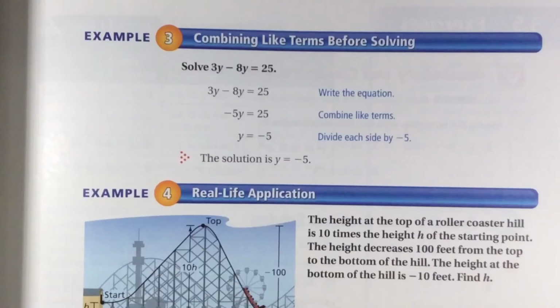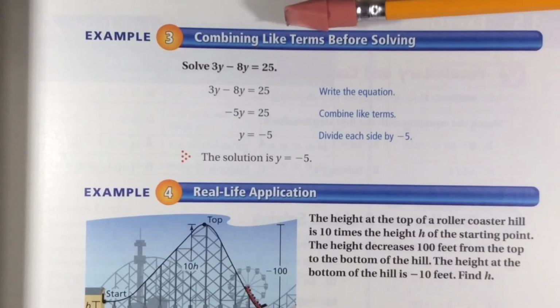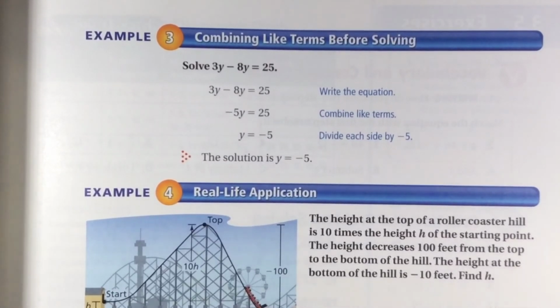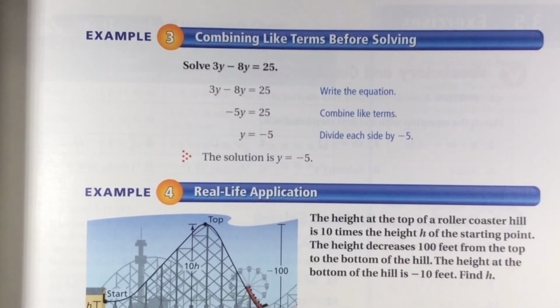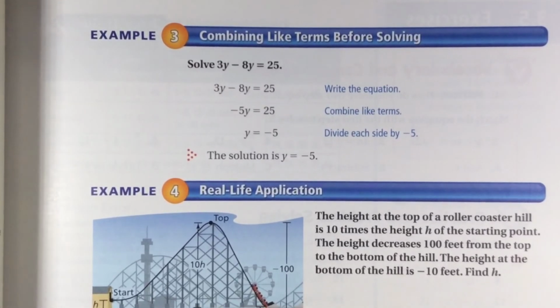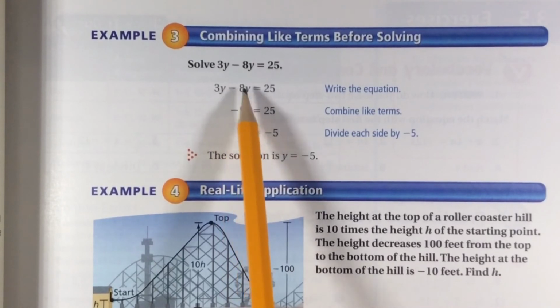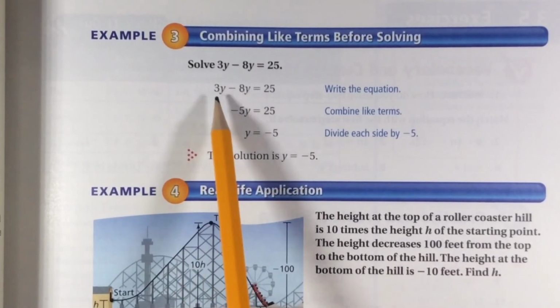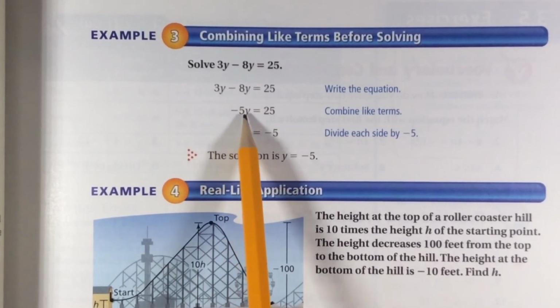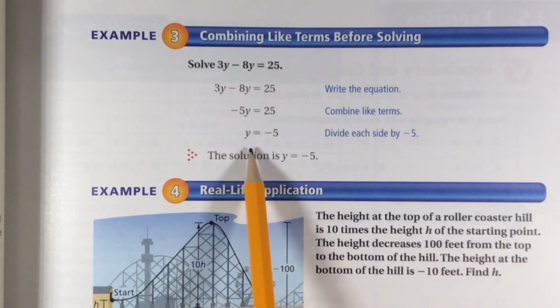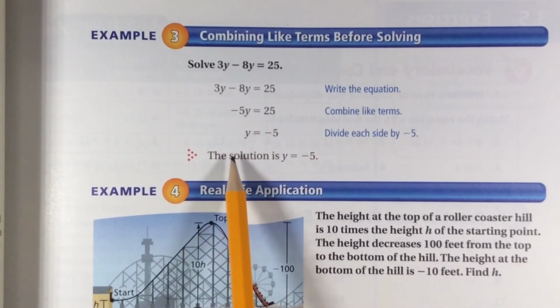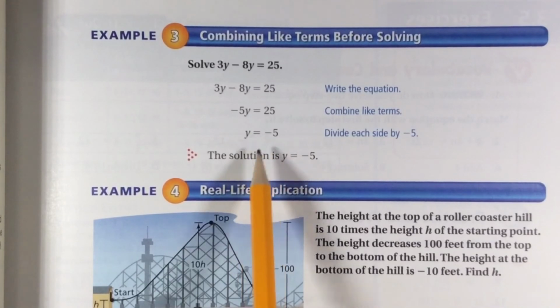Excellent. Well, the last example, it says combine like terms before solving. That's kind of like the problem where we had to, a couple of problems ago, do the distributive property first. We have to simplify each side before we actually start to solve this. So here I can combine 3y minus 8y before I start solving. 3y minus 8y is negative 5y equals 25. Now divide both sides by negative 5, and I get y equals negative 5.